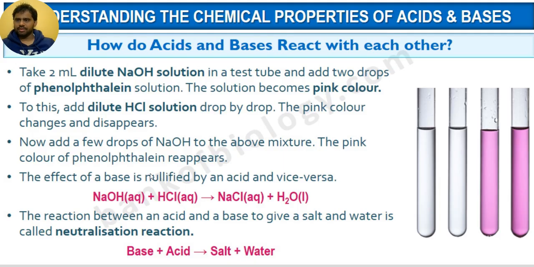So what happens in this reaction? How do we show it? NaOH, sodium hydroxide, a strong base, reacts with hydrochloric acid, a strong acid. There is a formation of a salt. NaCl is a salt, plus water is formed, H2O. The reaction between an acid and base to give a salt and water is called neutralization reaction. So base plus acid gives you a salt plus water.